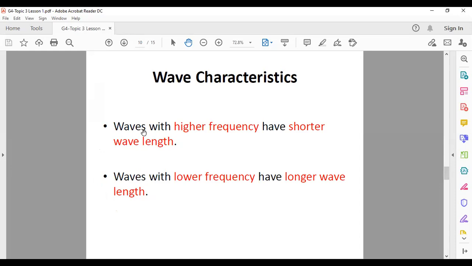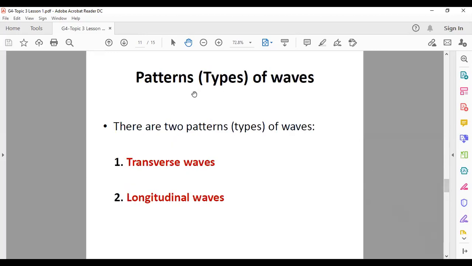Waves, it's very important to know, waves with higher frequency have shorter wavelength, and waves with lower frequency have longer wavelength. And there are two types or patterns of waves: the transverse waves and the longitudinal waves.